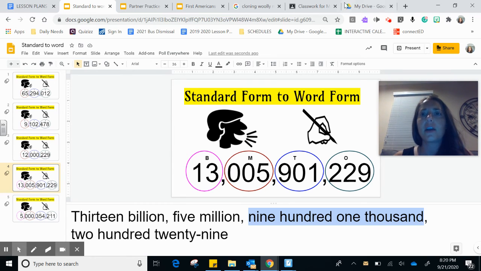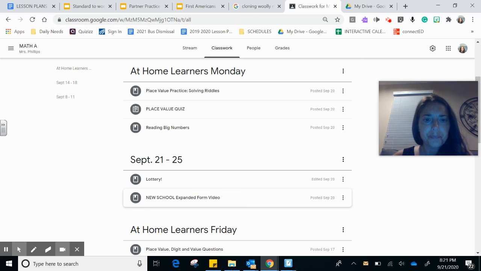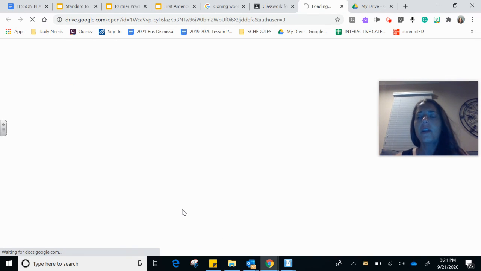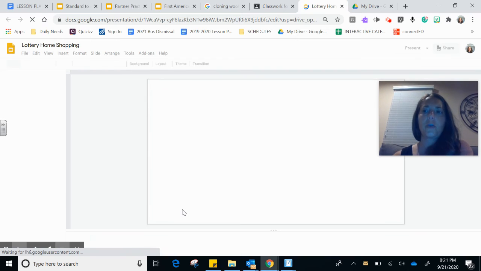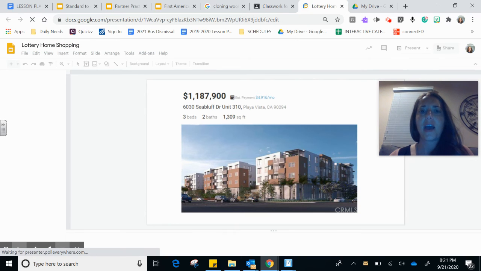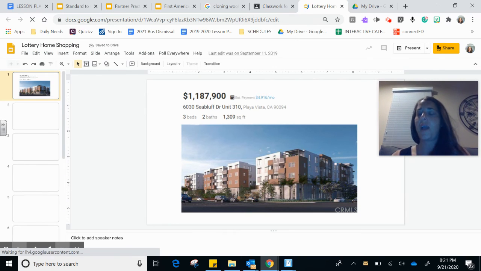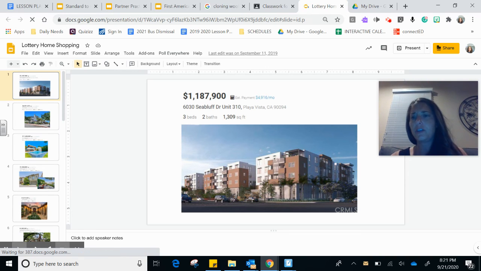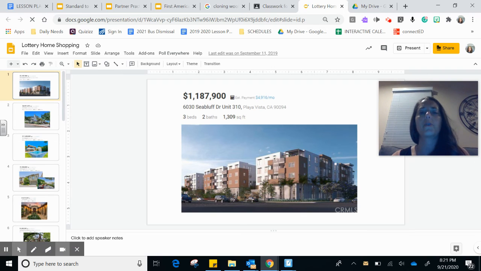So what you're going to do next is, you're going to have an activity called lottery. And one of the main reasons we write numbers in word form is that when we're writing a check, we have to write the amount in standard form for the bank to see, but we also need to clarify what that number is and set it in stone in word form.